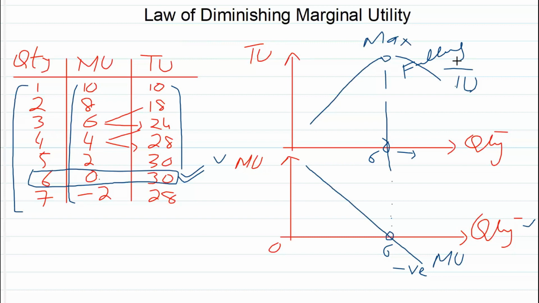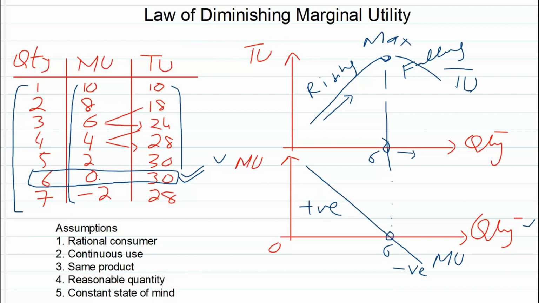And in this area, total utility was rising while marginal utility was positive. And when marginal utility is 0 at the 6th unit, total utility is maximized, and afterwards when marginal utility is negative, total utility is falling. So this is the law of diminishing marginal utility.